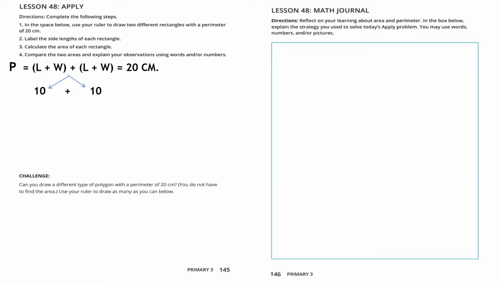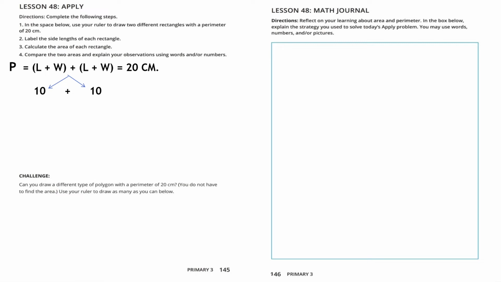If we want to know the length and width to draw the rectangle, we know that the total equals 20. So it can be 10 plus 10, right? Length plus width plus length plus width, they are the same. So it can be 10 plus 10 equals 20. So length plus width equals 10.